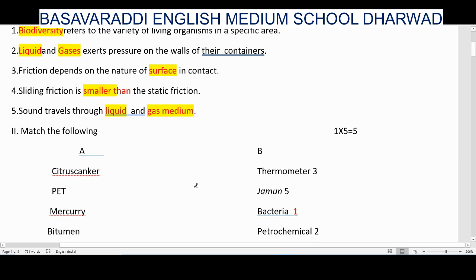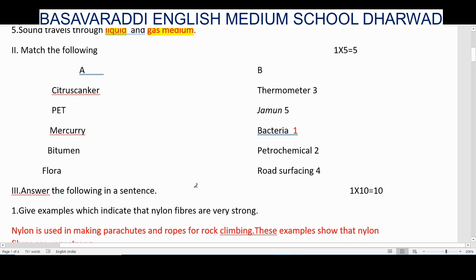Coming to the next one, that is match the following. In match the following, the A part will be given and the B part will be given. What you need to do is write down the correct answers in front of each of the A items. I have just marked them here. Citrus canker is a bacterial disease which is found in the citrus plant.